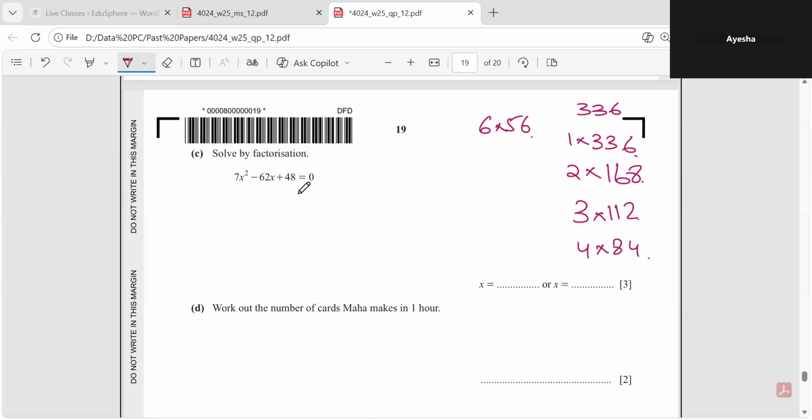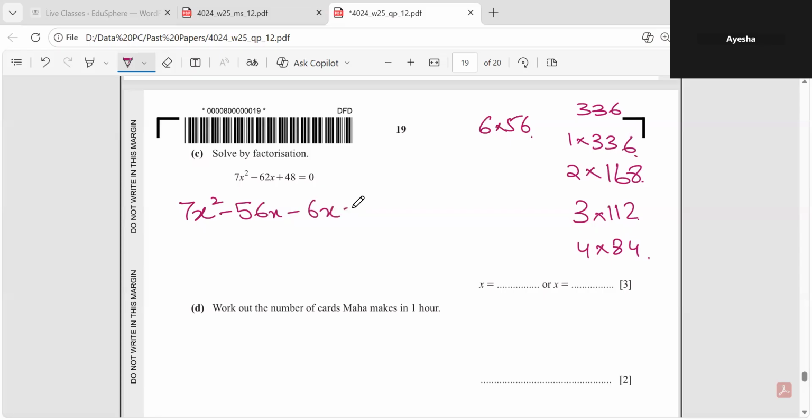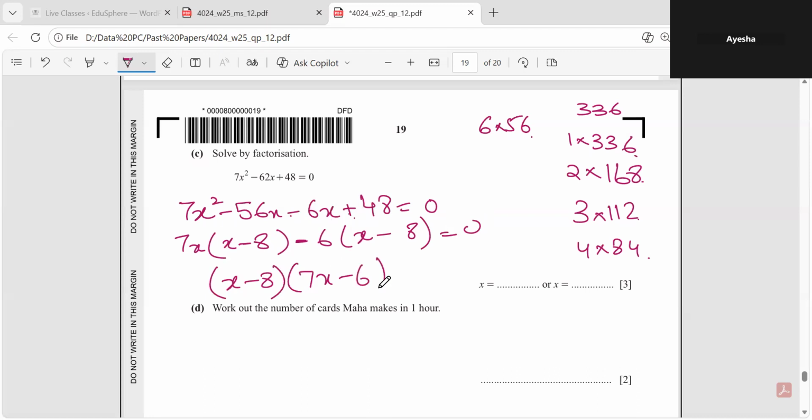Because the rest of the factors are not able to add or subtract and make 62, I'm adding. So I'm writing 7x squared minus 56x minus 6x plus 48 equals 0, which is simpler this way. 7x will be taken common, and x minus 8. Minus, because of this minus sign, the sign will be changed. If I take 6 common, it will be 6 8s are 48, and the sign inside will be changed. So here we have x minus 8, 7x minus 6.